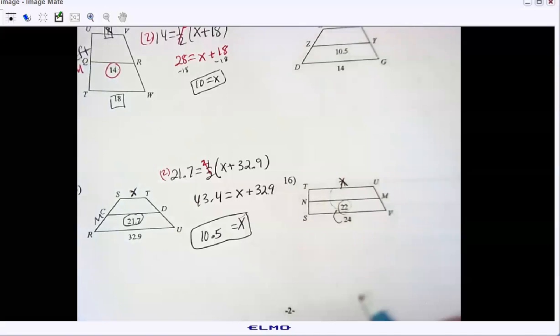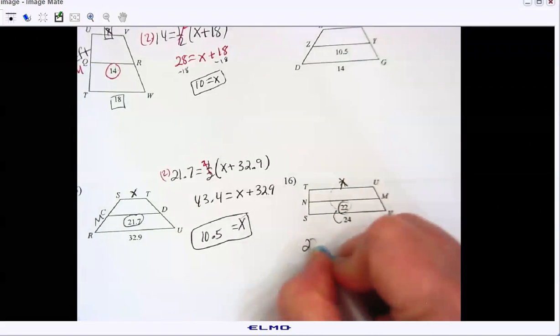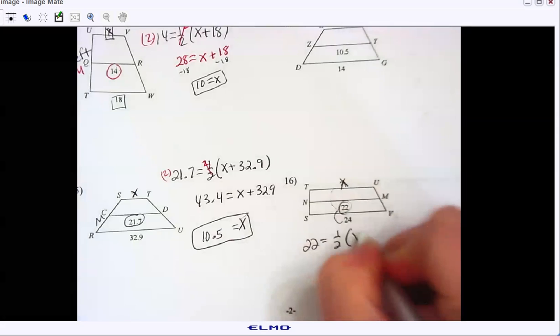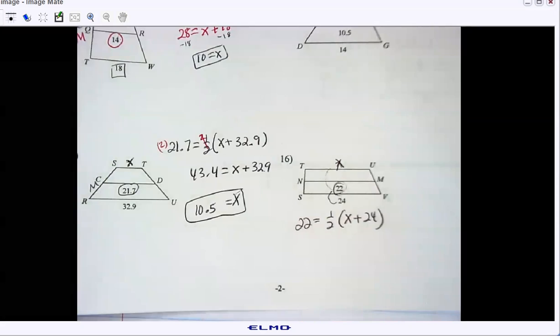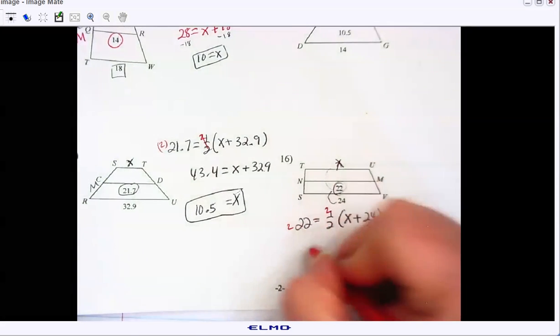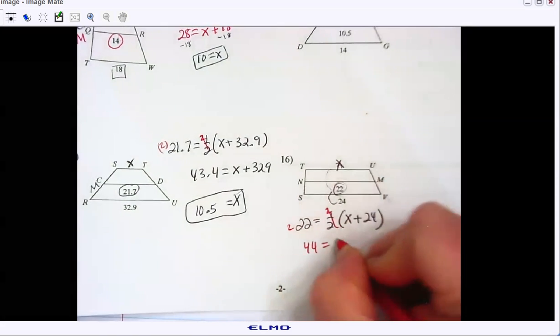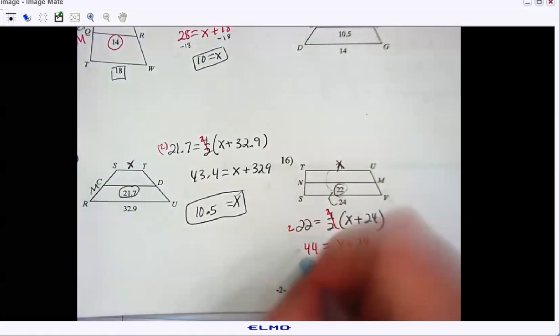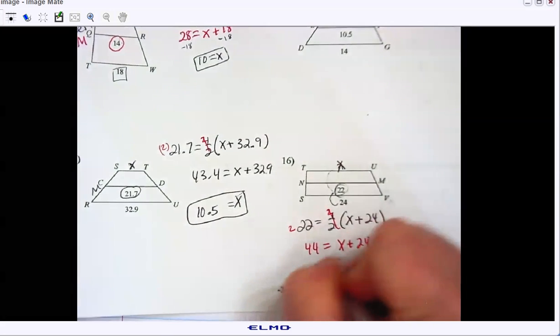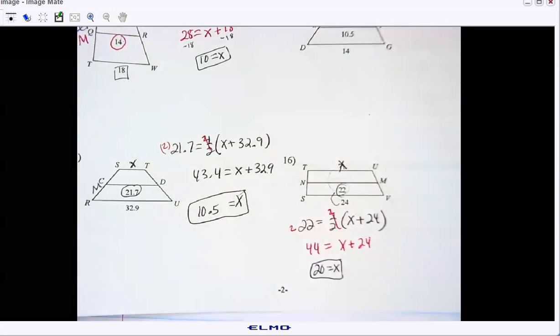Well, let's double check. We're going to go 22 is equal to 1/2 X plus 24. Then get rid of our fraction. So 44 is equal to X plus 24. And when I subtract those two numbers, what do we get? 20. We do indeed get 20. Okay. Questions on that? Anything that I can clarify?